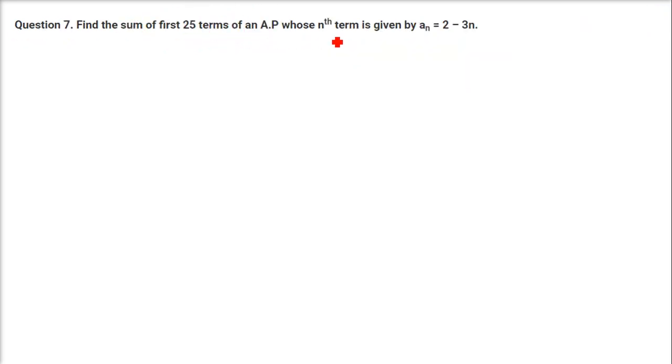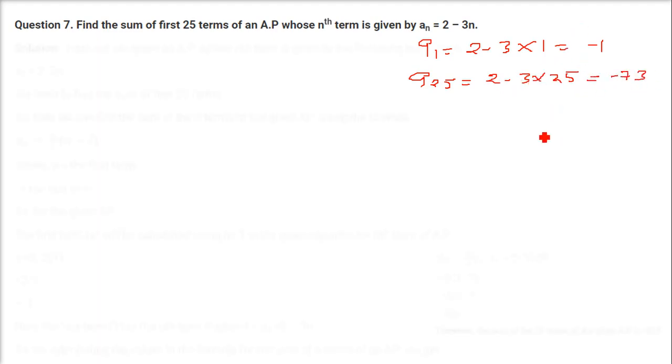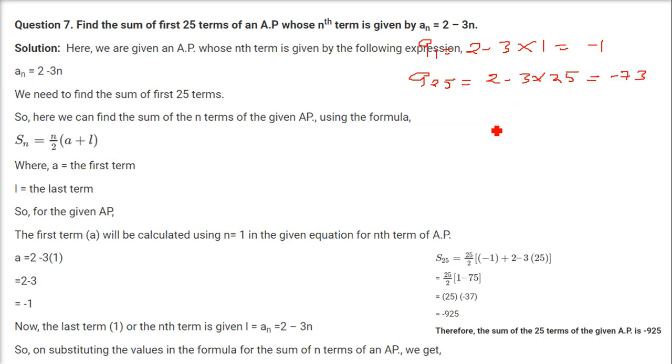Find the sum of 25 terms of an AP whose nth term is given by this. So the same thing we have to do, just the number has changed. a1 we have to find out: 2 minus 3n, that is minus 1. a25 we have to find out, which is 2 minus 3 into 25. 25 into 3 is 75, and 2 minus 75 is minus 73. So you have minus 1 and minus 73. What formula are you going to use? S_n will be n by 2 into (a plus l). a is the first term, l is not the last term but the 25th term.